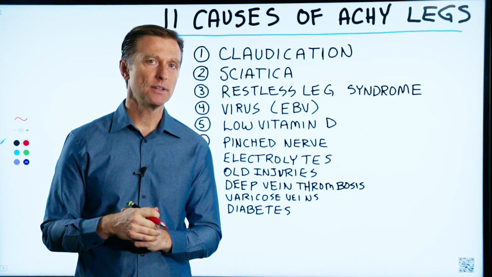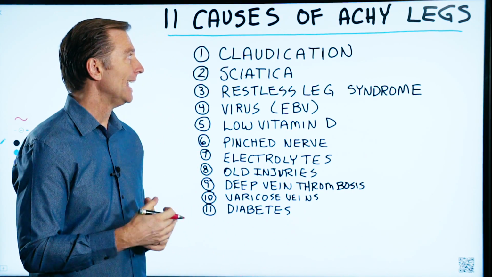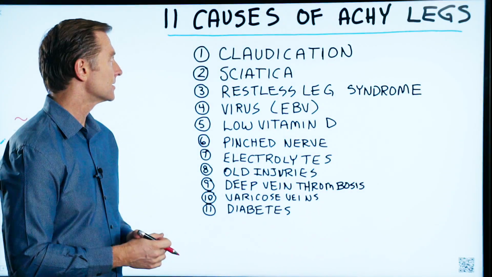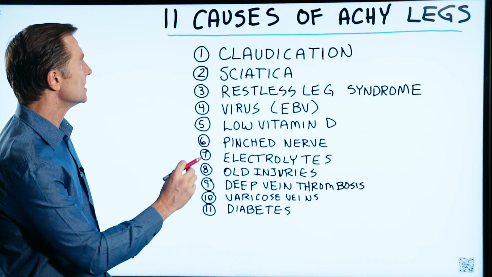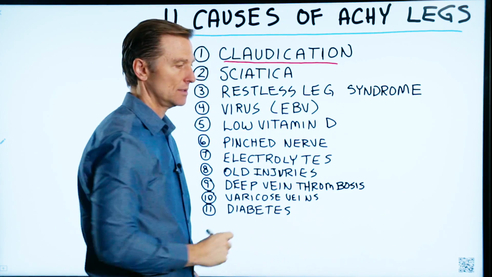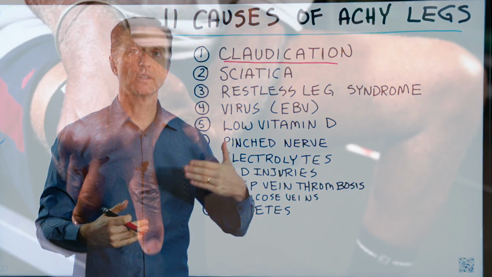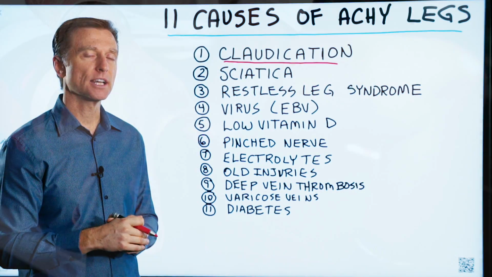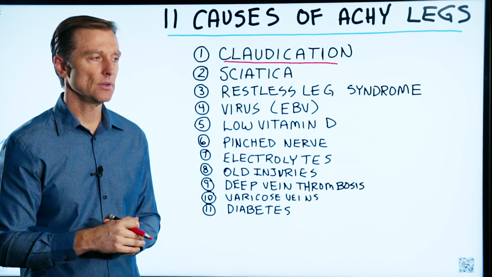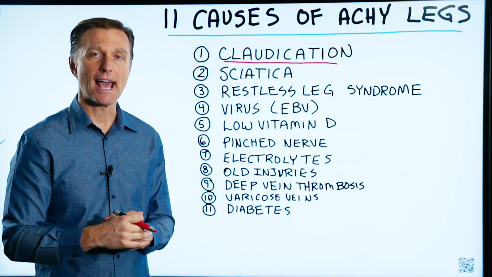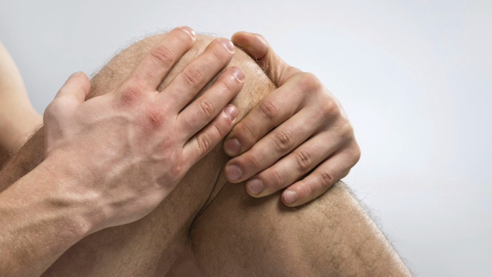Let's talk about the 11 potential causes of achy legs. Now, it could be in one leg or the other leg or both legs. So number one, you have this condition called claudication, as in intermittent claudication. Intermittent means it comes and goes. It has to do with pain or achiness upon exertion. So let's say, for example, you climb up the stairs or you start to exercise, and your legs get really painful or achy.